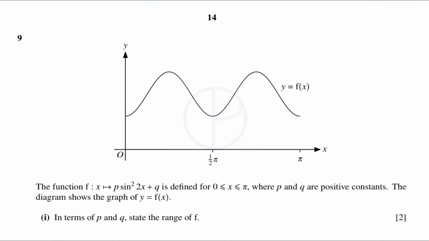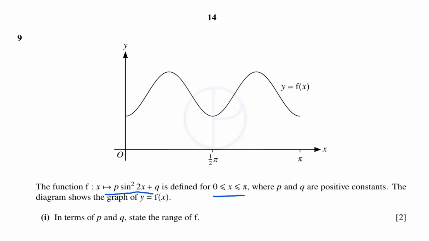The next difficult question from this paper is question number 9. It's a combination of trigonometry and functions. f of x is given as p sine square 2x plus q and is defined for 0 less than or equal to x less than or equal to pi. The diagram shows the graph of y equal to f of x. The first part of the question is: in terms of p and q, state the range of f.